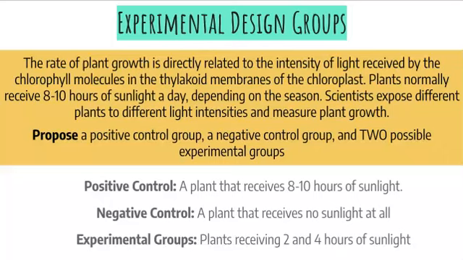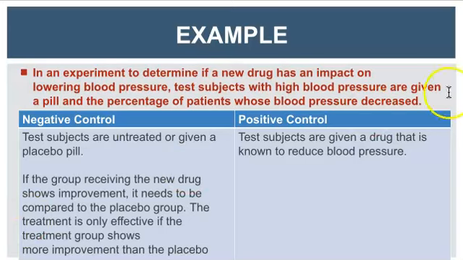So the positive control here would be receiving the sunlight, right? We know it's going to make the plants grow more. Negative would mean receiving no sunlight at all, since we know that not having sunlight affects plant growth, right? And then for the experimental groups, you could change the amount of hours these plants are receiving the sunlight. All right, and so you go ahead and try.